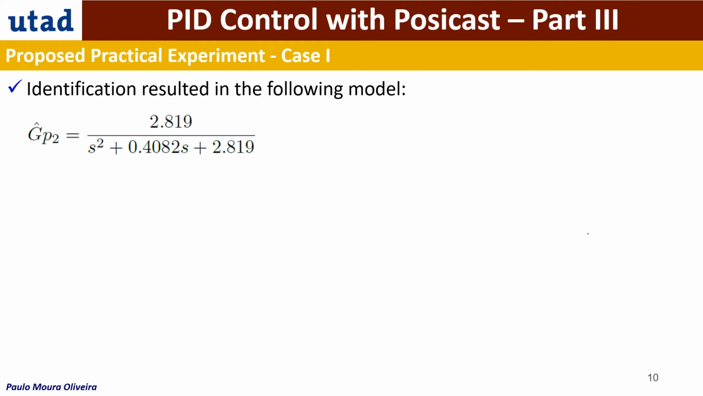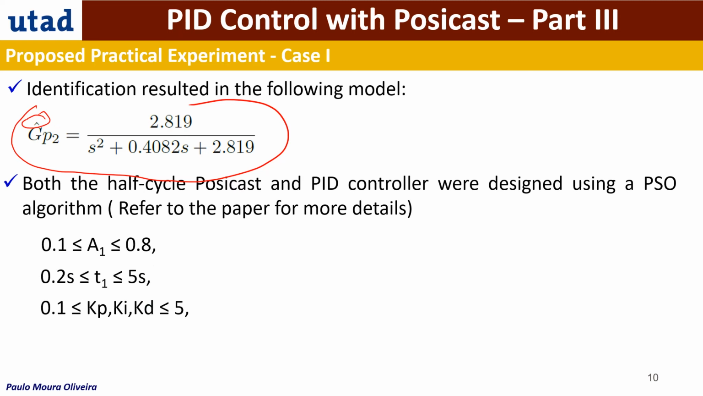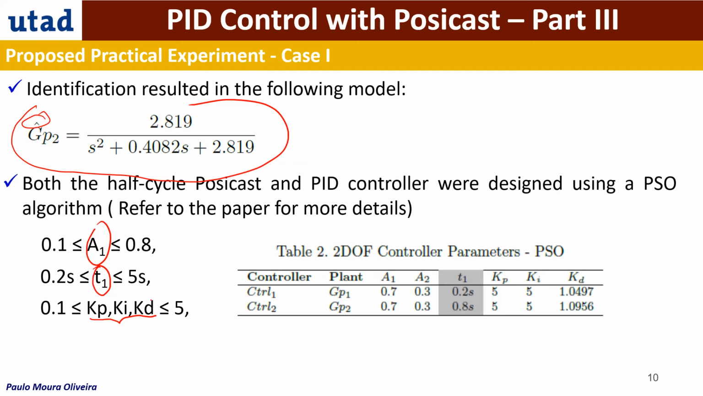In this case, the identification outcome was this model for GP2, here with a hat, and then designing the Posicast and the PID controllers respecting these intervals for the parameters, from A1, for the time of the second step, and for the controller gains. In this case, actually, there was not a change. The parameters for A1, A2, KP, KI were the same. Of course, the time of the second step changed from 0.8 to 0.2 to 0.8, and the KD also changed a little bit.